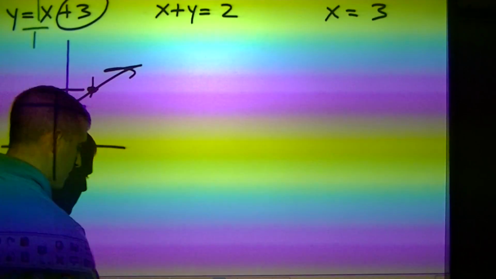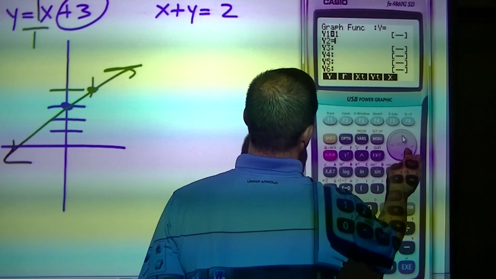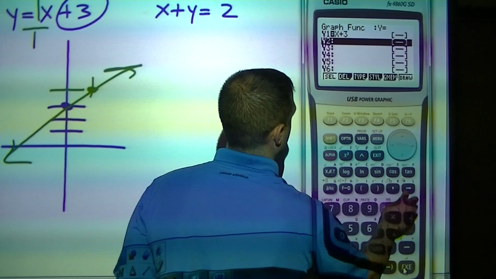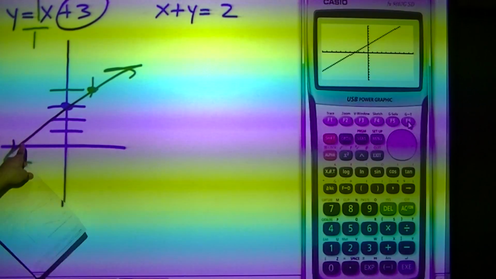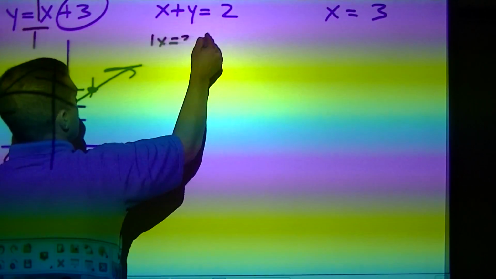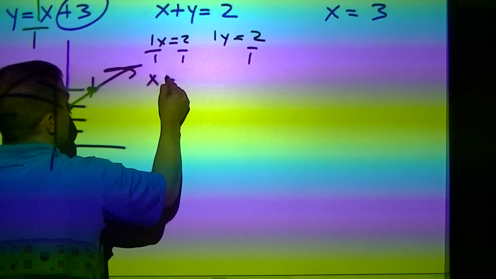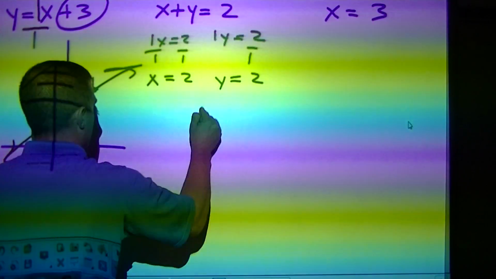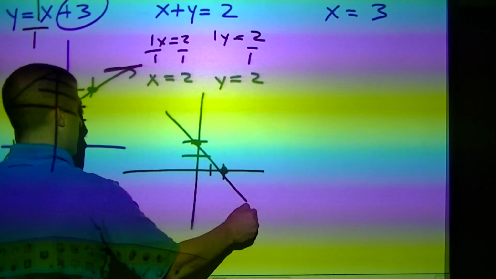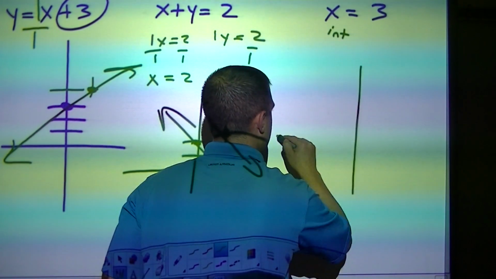Connect the dots, okay? To check, let me exit up here. I'm doing x plus 3, and I'm drawing, as you can see, matches my graph, okay? This one I'm doing 1x equals 2. 1y equals 2, I'm dividing by 1. That's going to keep the results the same. There's my answer for that. That's an x-intercept of 3.